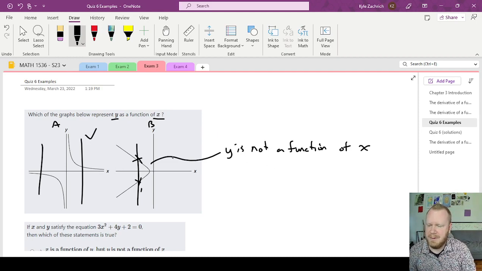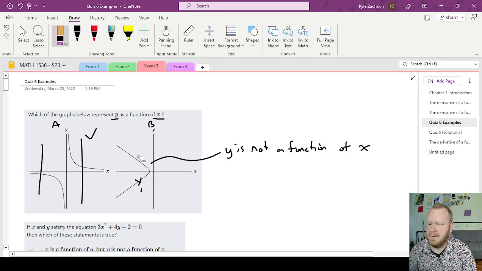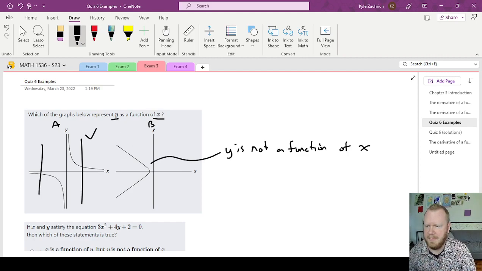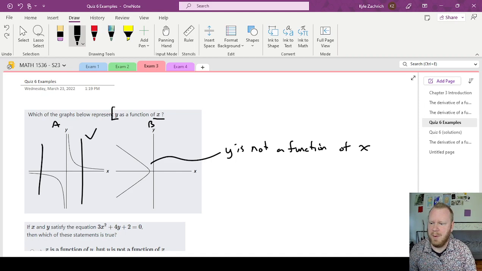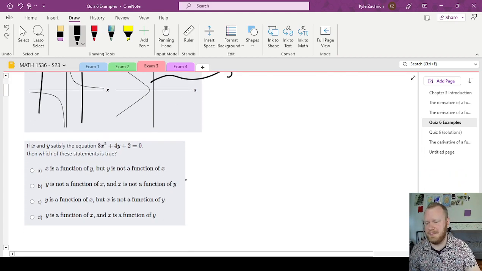So y is not a function of x, but something to notice for this one is that if we instead asked is x a function of y, then y is our input and x is our output. So in that case, we'd be doing a horizontal line test. So just be aware if they're asking you, is y a function of x or is x a function of y, because that'll change whether you do the vertical or horizontal line test.